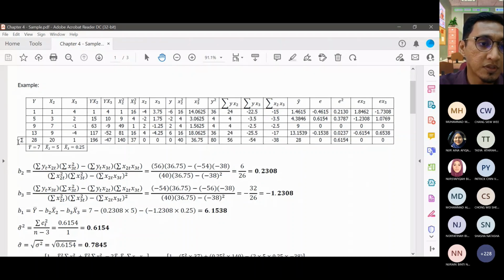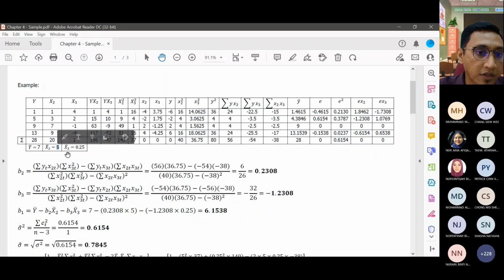Apart from that, we have the sum of values for y, which is 28. The sum of values for x2 is 20, and the sum of values for x3 is 1. So here we have this summation notation. We also found the mean value for y, which is 7, so 28 over 4 is 7. X2 has a mean value of 5, while x3 is 0.25.